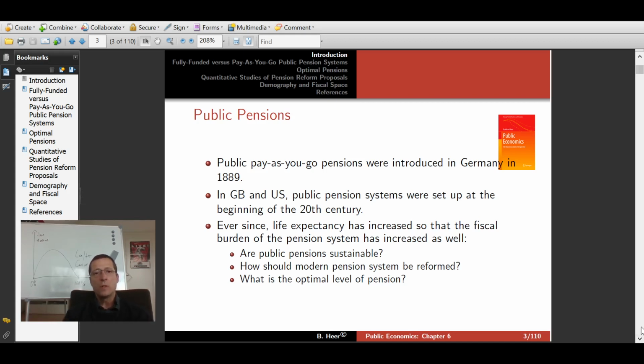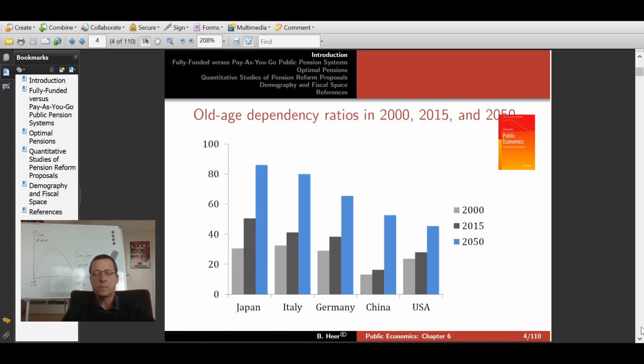And we will get to all these questions in this chapter. To get an idea about the urgency of pension reforms, let's look at the old age dependency ratios in 2000, 2015, and 2050 for these 5 countries: Japan, Italy, Germany, and China, as well as the United States. The old age dependency ratio here is defined as the number of people 65 and older relative to the number of the 20 to 65-year-old.